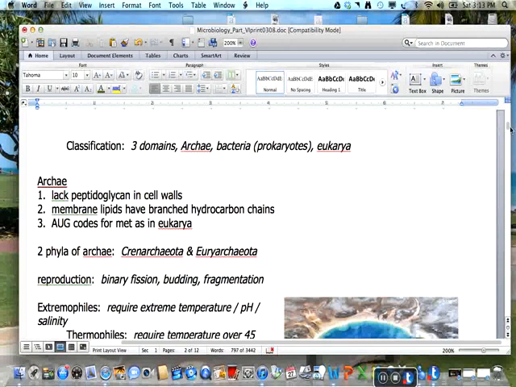We have 3 main classifications or domains of organisms: the archaea, the bacteria or prokaryotes, and the eukaryotes. The archaea lack peptidoglycan in their cell walls. Their membrane lipids have branched hydrocarbon chains. The AUG codon codes for methionine, the same as in eukaryotes. There are 2 phyla of archaea, the Crenarchaeota and the Euryarchaeota. Reproduction may occur by binary fission, budding, or fragmentation.